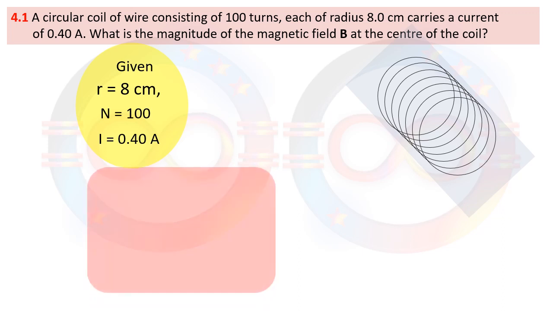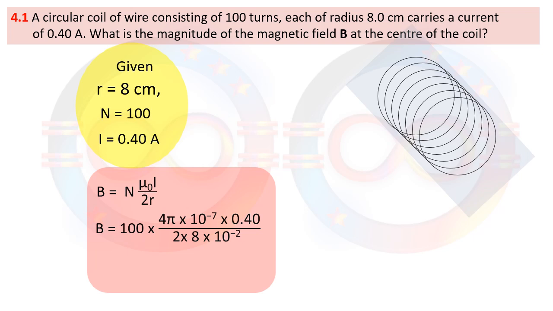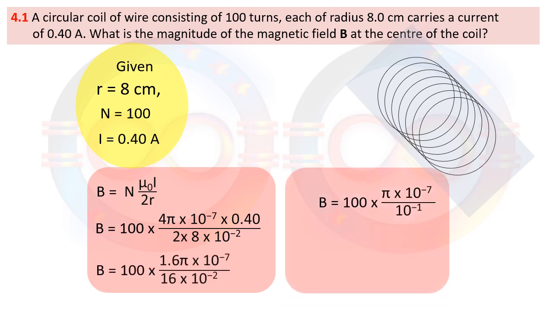The formula to get the field at the center of this circular coil is mu naught I upon 2R. For a single turn, if we multiply by N, it would be the field due to the whole circular coil. Put all the values: N is 100, mu naught is 4 pi into 10 raised to minus 7, I is 0.40 ampere, and 2, then R is 8 centimeter, which we have to change into meter. After the calculation, we have B, the magnetic field at the center, as 3.14 into 10 raised to minus 4 Tesla.